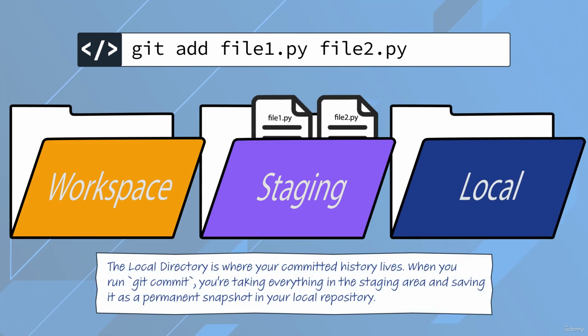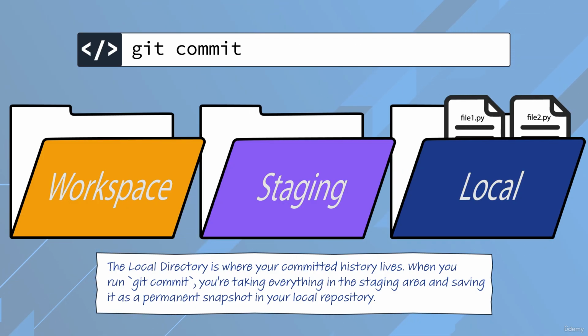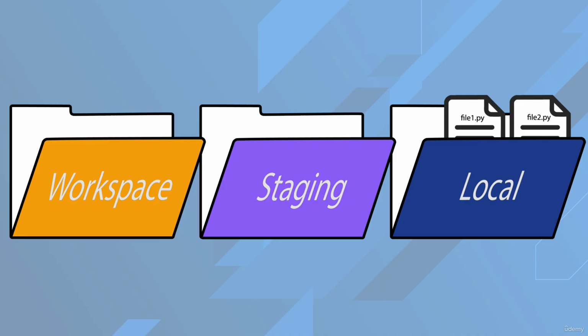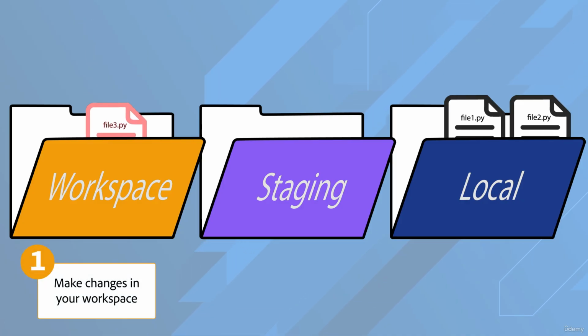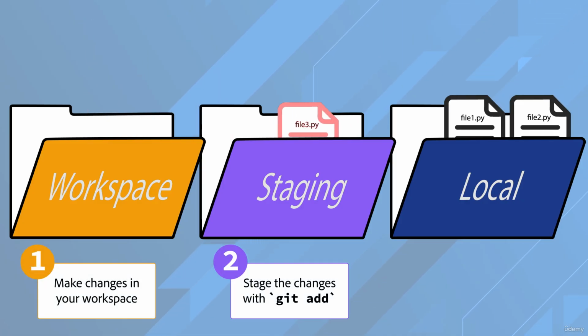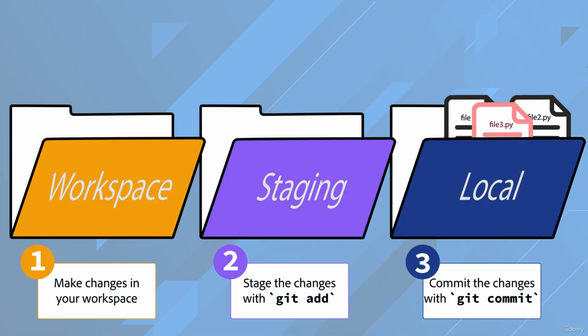Finally, there's the local repository. This is where your committed history lives. So when you run git commit, you're taking everything in the staging area and saving it as a permanent snapshot in your local repository. So the flow is, you make changes in your workspace, stage them with git add, and then you commit them to your local repository with git commit.